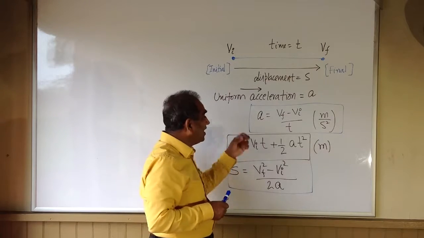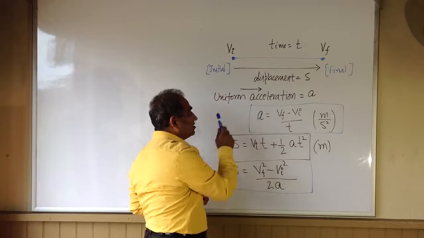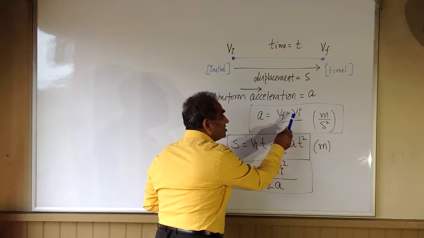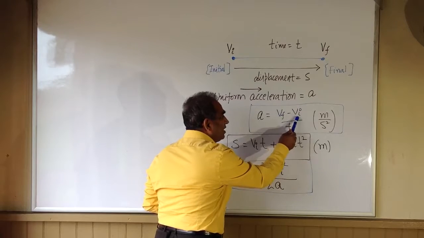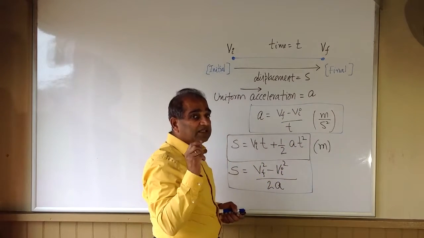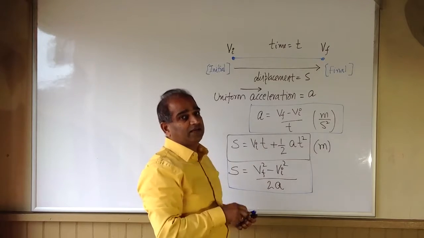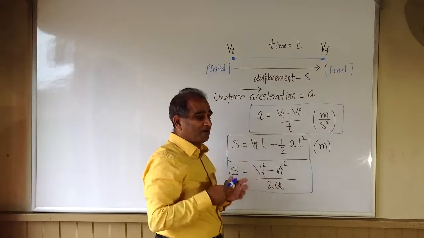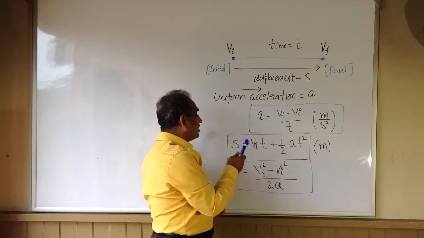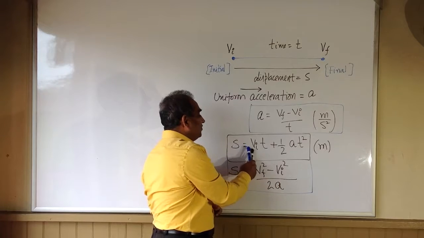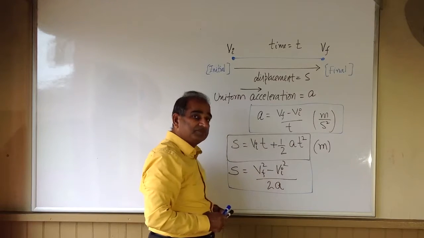Question is, if a is equal to 0, that is if the acceleration is 0, you know that is possible only when v initial is equal to v final. If these two are equal, then this becomes 0 and a becomes 0. That means uniform velocity. So if acceleration is 0, velocity is uniform. And if velocity is uniform, then s is v times t.